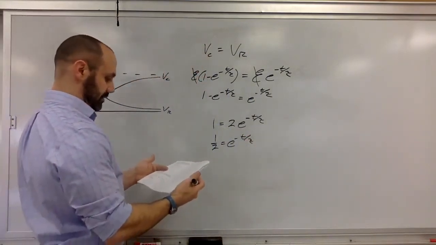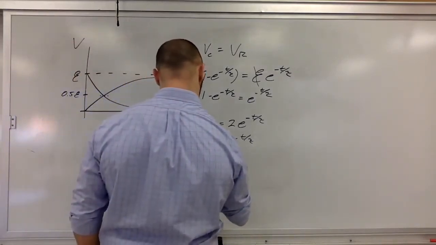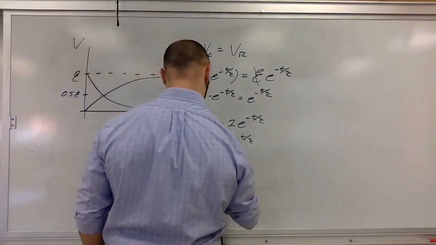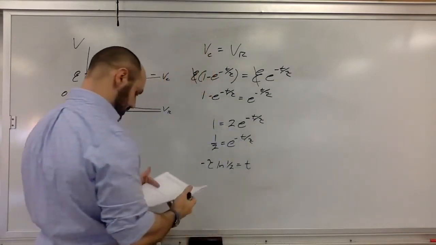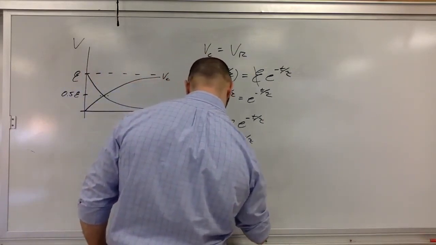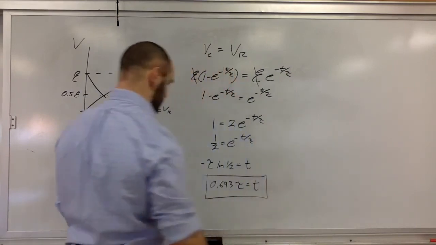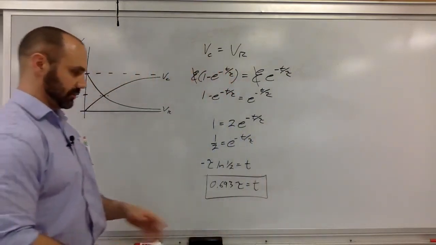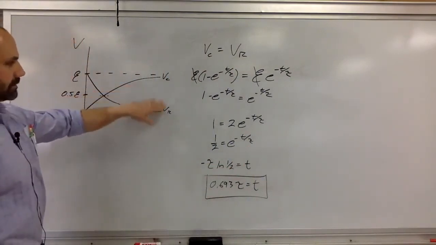So I'm just going to get this in terms of tau. Right? So it's going to be negative tau times the natural log of 1/2 is t. So it's going to be something like 0.693 tau. All right, so 0.693 times the time constant, that's the time at which VR is equal to VC.